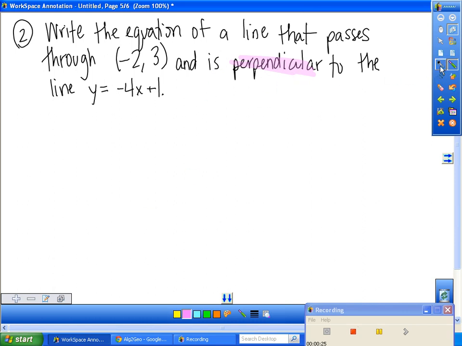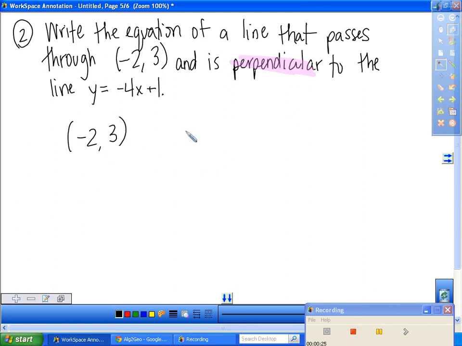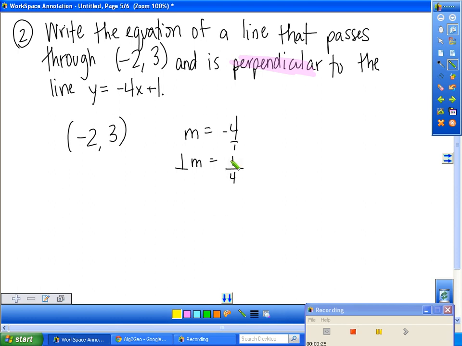So we need to make sure that we're not only identifying the slope, but that we're answering the question and finding the perpendicular slope. So I want it to pass through negative 2, 3, and my slope in the equation that they're giving me is negative 4. So my perpendicular slope, which is what I want to use, is going to be the opposite, so it's going to be positive, reciprocal. So this is like negative 4 over 1, so my slope is going to be 1/4. This is the slope that I want to use when I'm writing my equation.